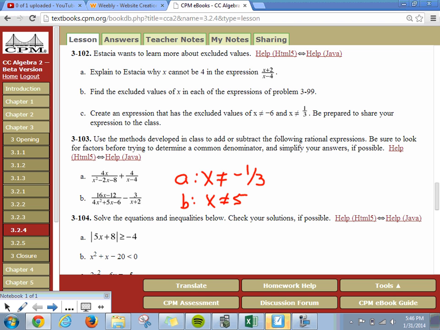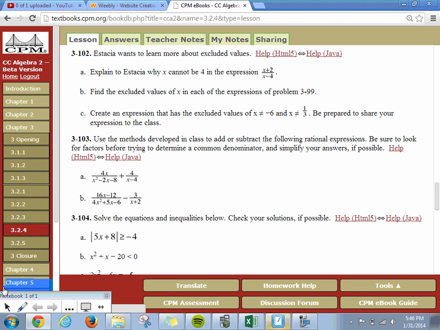Oh, sorry, my bad. X can't equal negative 1/3 or 5 for part A. And for B, x cannot equal positive 3 or negative 3. So if you go back and look at problems from 399, you'll see that those are our excluded values. Excuse me, my voice is going.